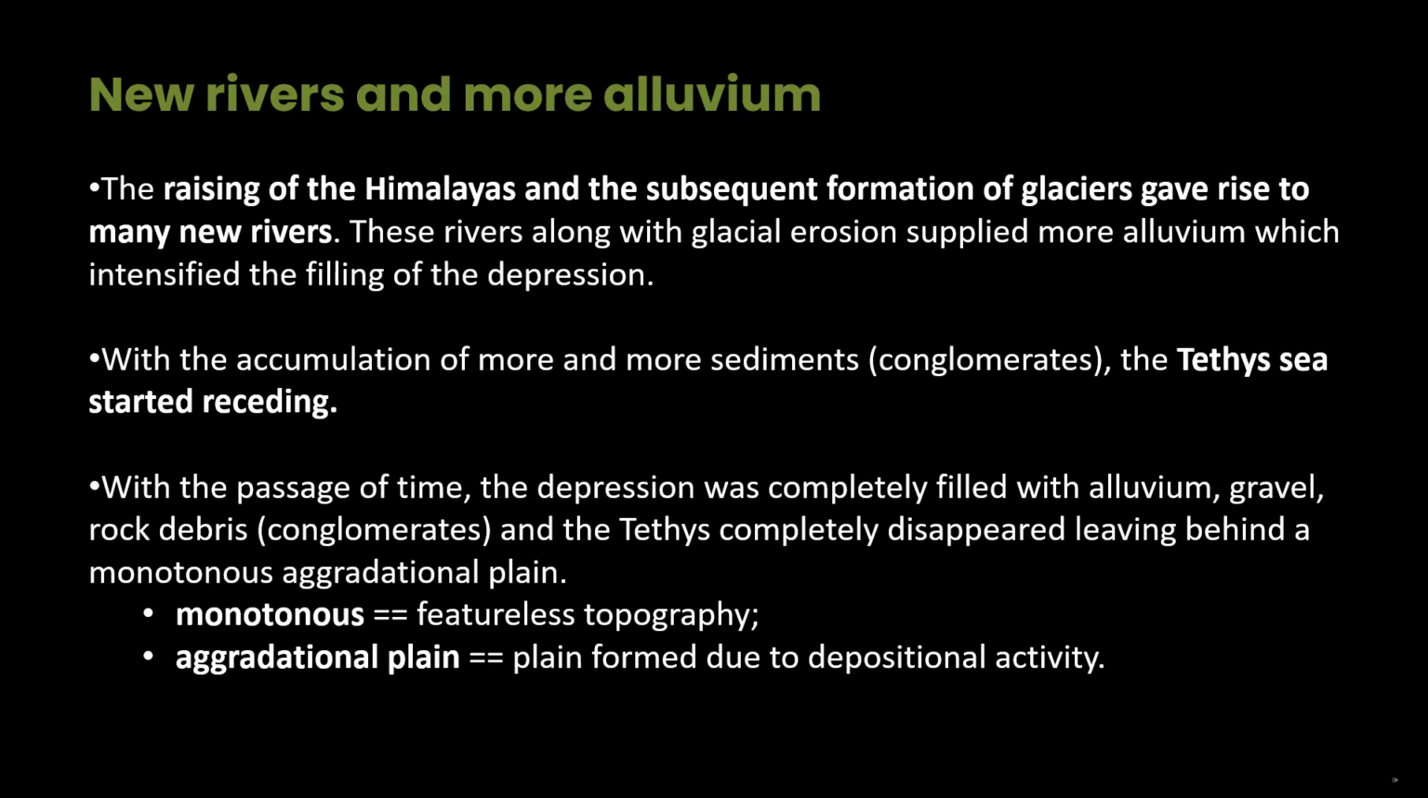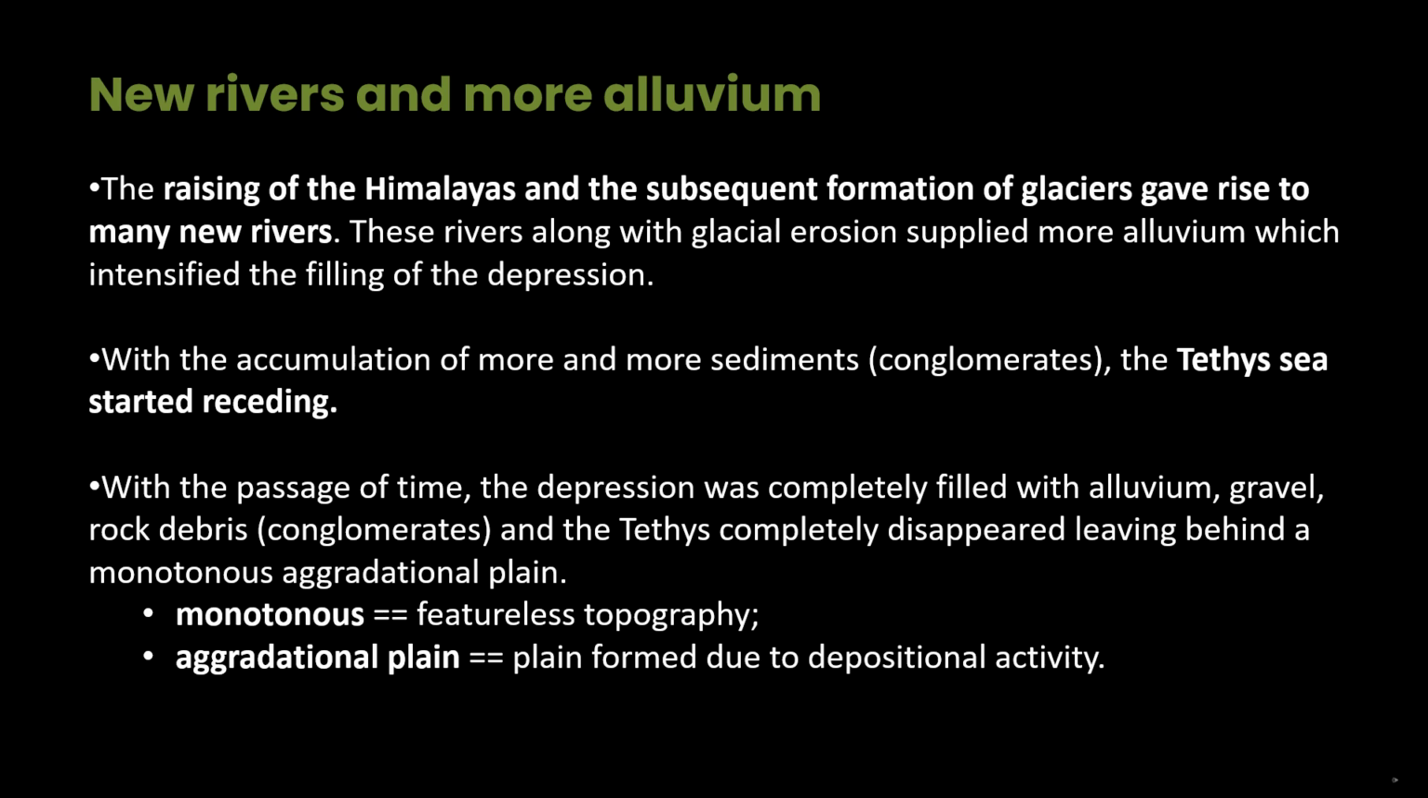New rivers and more alluvium. The raising of the Himalayas and the subsequent formation of glaciers gave rise to many new rivers. These rivers, along with glacial erosion, supplied more alluvium, which intensified the filling of the depression. With the accumulation of more and more sediments and conglomerates, the Tethys Sea started receding. With the passage of time, the depression was completely filled with alluvium, gravel, rock debris, and conglomerates, and the Tethys completely disappeared, leaving behind a monotonous aggradational plain.